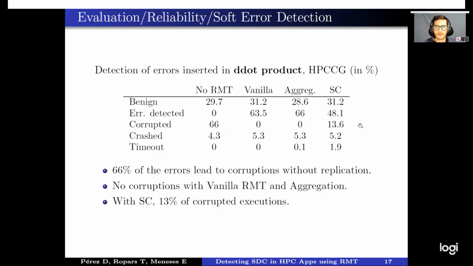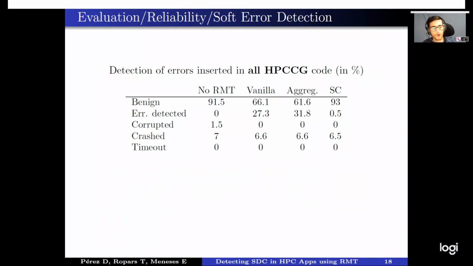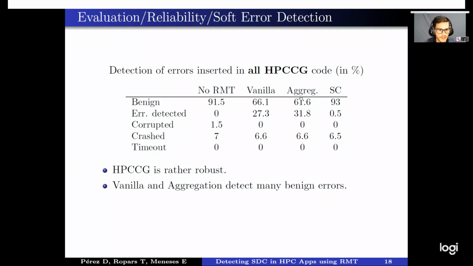If we allow errors to be injected in all the HPCCG code, we see something quite interesting. We see that HPCCG in general, for the non-replicated execution, is quite robust. We see that 91% of the time the errors do not cause any harm. And something interesting is that the vanilla and the aggregation have a lower percentage of benign errors, but the reason for that is that they are actually detecting a lot of these benign errors.